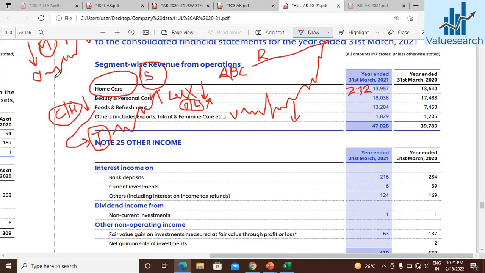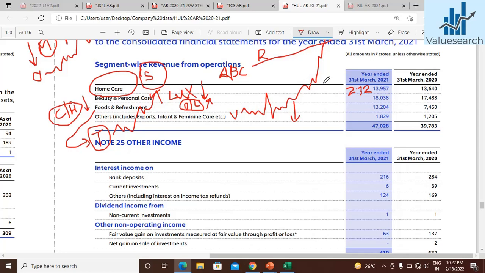2.32%. So that means home care product, the company hasn't seen a significant growth in home care product. The growth is only 2.32% year on year. So this particular business segment has grown only by 2.32%.